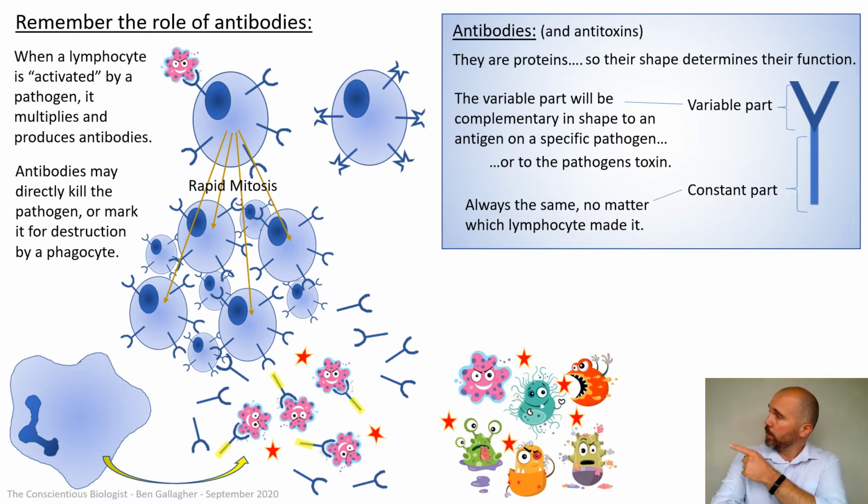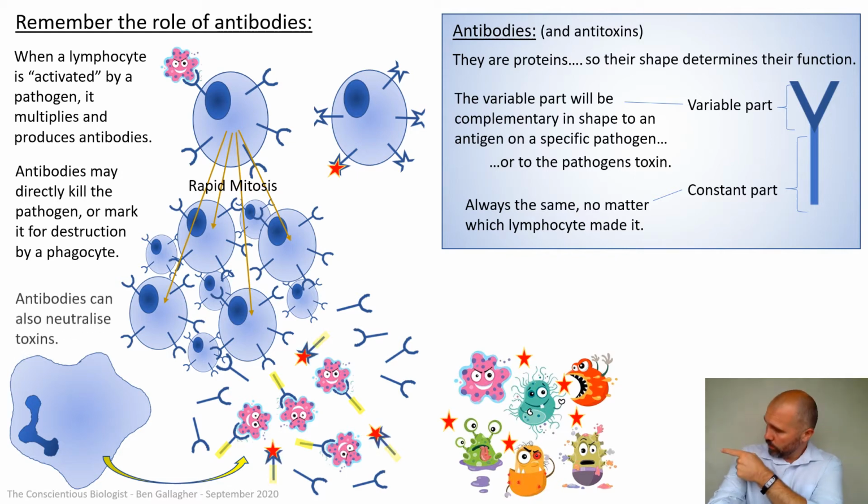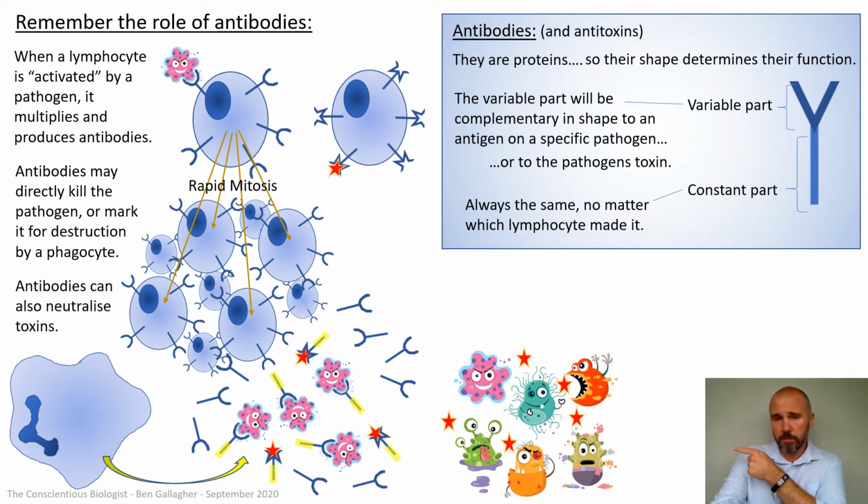Okay, now remember the pathogens might also release toxins. The lymphocyte I've got up the top there, look, its antibodies are specific to the toxins, so that the toxin binding to that lymphocyte would activate that lymphocyte. It would then put antibodies into the blood as well. They'd bind to the toxins and the phagocyte can deal with those toxins as well.